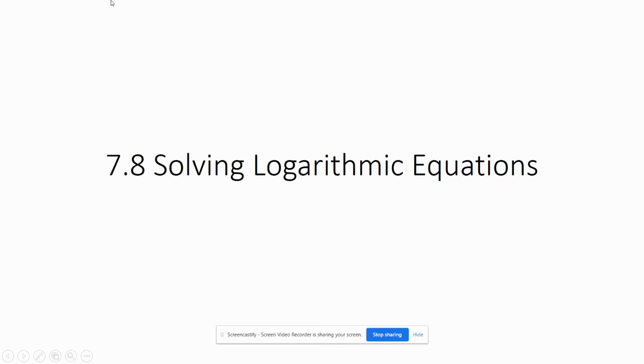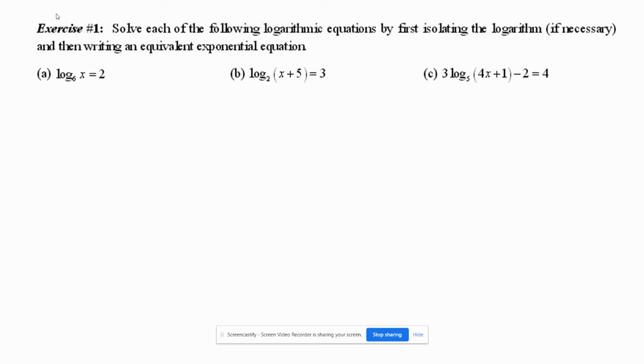All right, solving log equations. Okay, so it says by first isolating the logarithm if necessary. So in this case, all we have to do is try to rewrite this as an exponential equation.